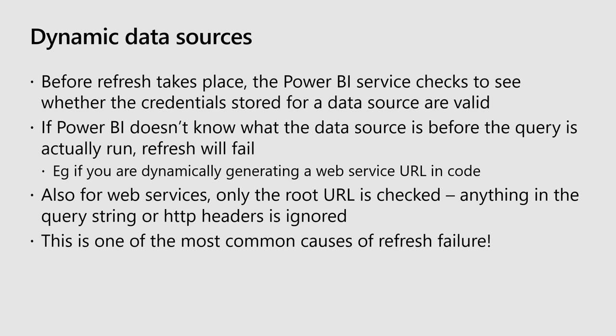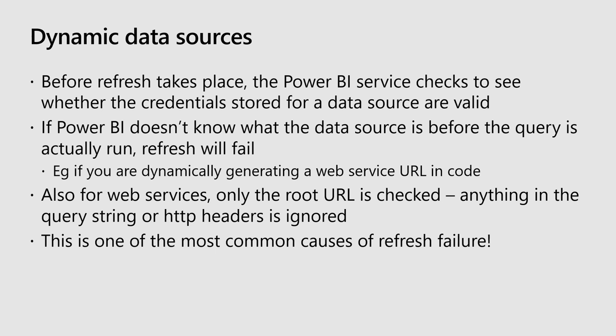So we've got a problem. How do we get around this? There's also another issue here that when it's doing the static analysis for a web service, it'll only look at the root of the URL. It'll ignore any query parameters and things. So even if you've got some authentication sitting in the URL, it will ignore that and still fail.